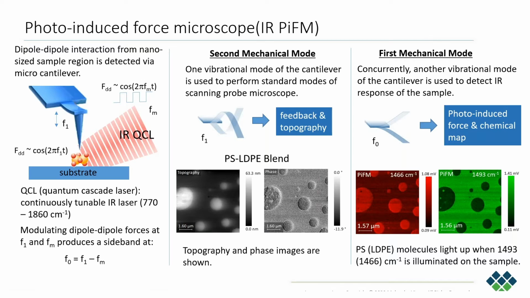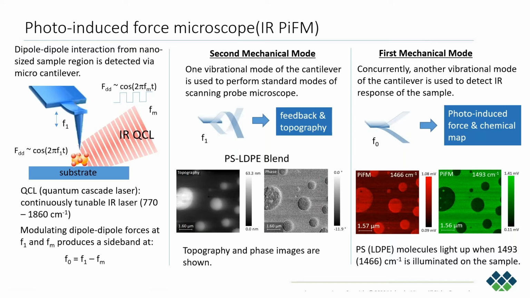Without changing the location, now we can change the wave number to 1493, which will map out the polystyrene molecules. So you can create that map and then combine them, green and the color map together, to create a chemical map image. That way we can get both the topography as well as the chemical information.